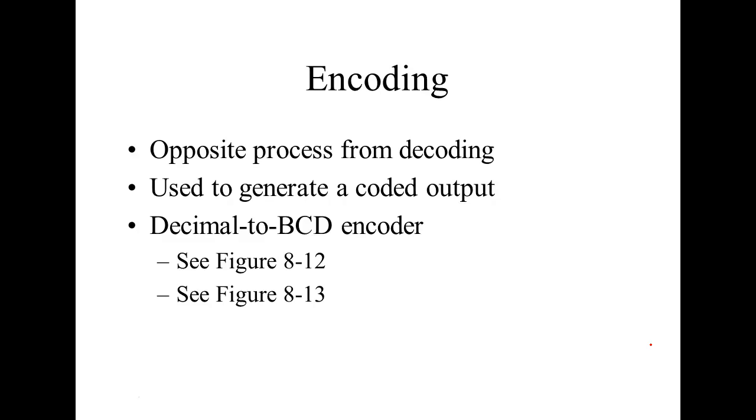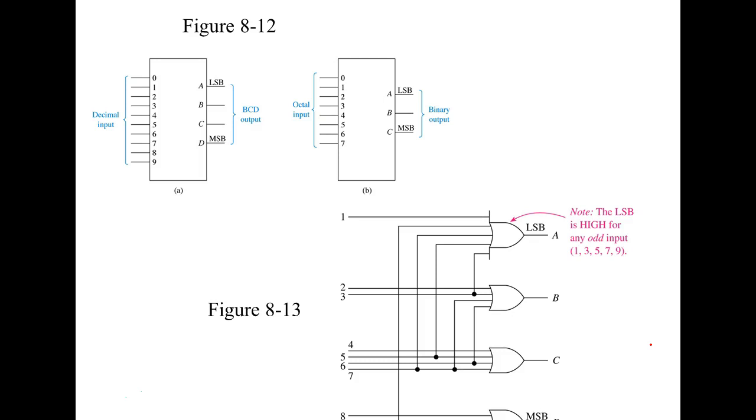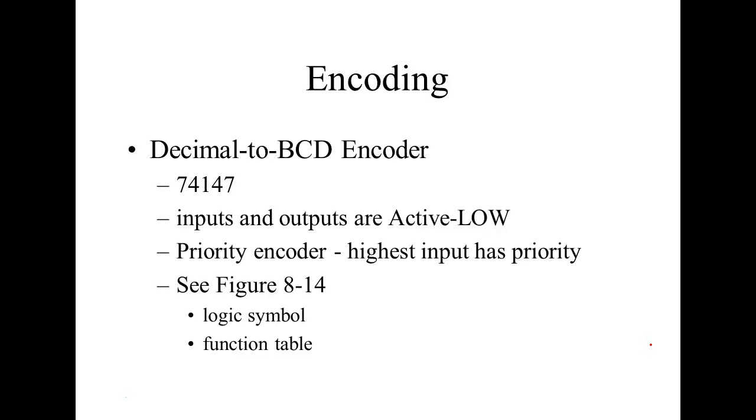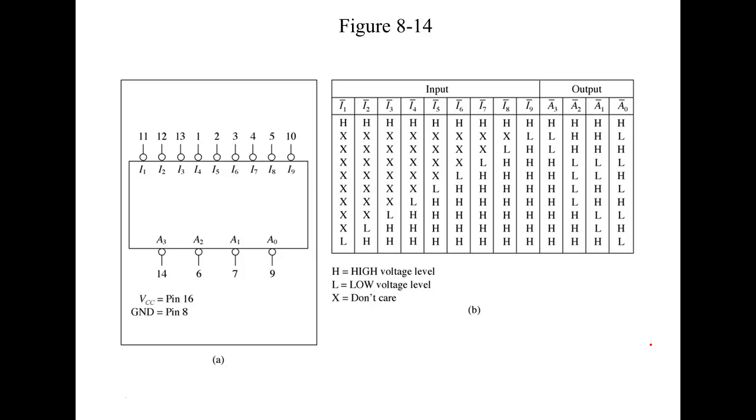Now encoding is the opposite of decoding. So here we take a code and we're going to generate a binary number from a code, or a binary code. That makes sense? Let's see, 74147. So here we're going to input a decimal number from 0 to 9, and then this should generate a binary number that represents that.